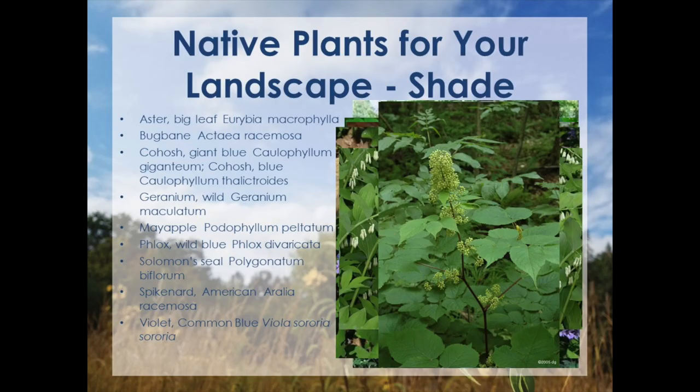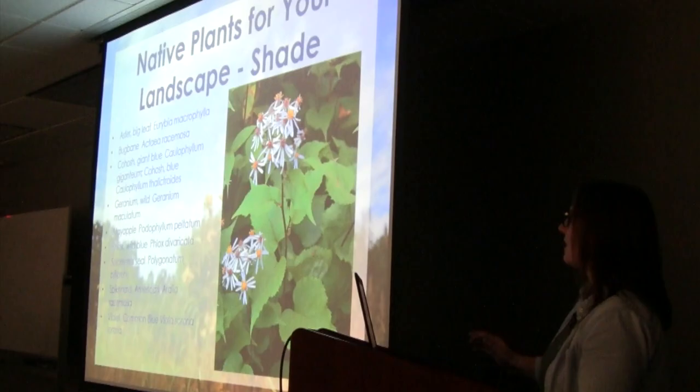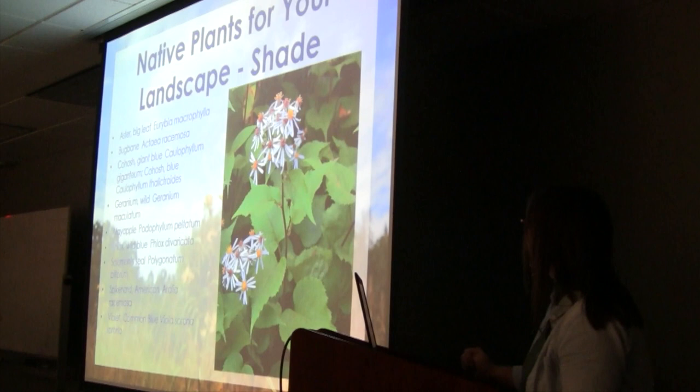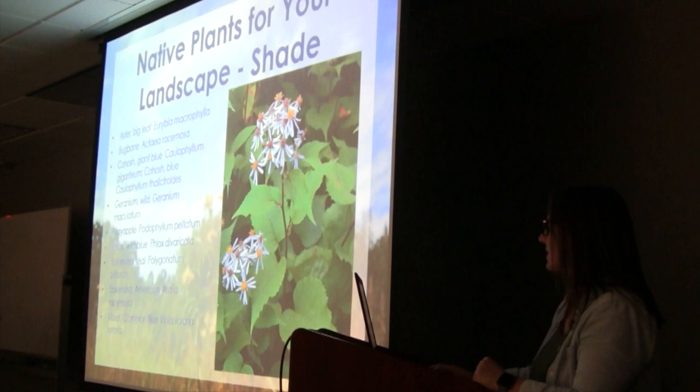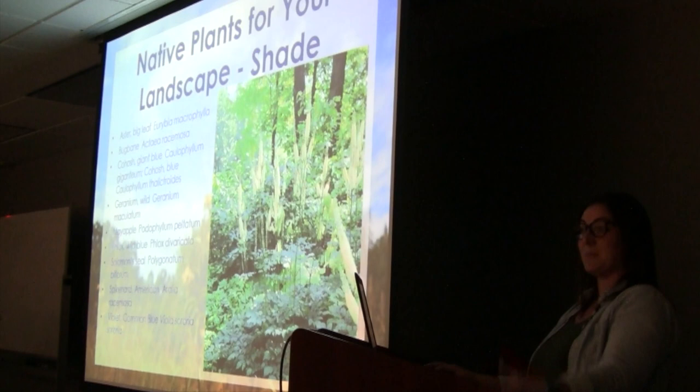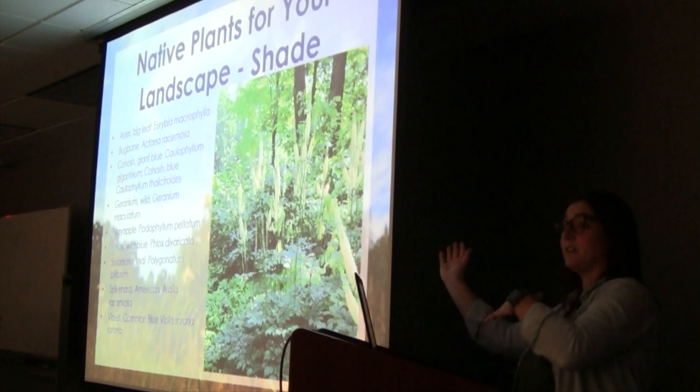Okay, moving on to ones for shade. So we have big leaf aster. This one, if it's happy, it'll spread and almost form a little bit of a tallish ground cover. It gets to be 1.5 feet tall probably. The leaves are not evergreen, but it does provide really nice cover in the summertime. Bugbane, this is a nice statement plant. It gets to be tall, it has these big spikes of white flowers. This is really great for that transition from maybe a wooded area into your yard, a really nice transition plant.